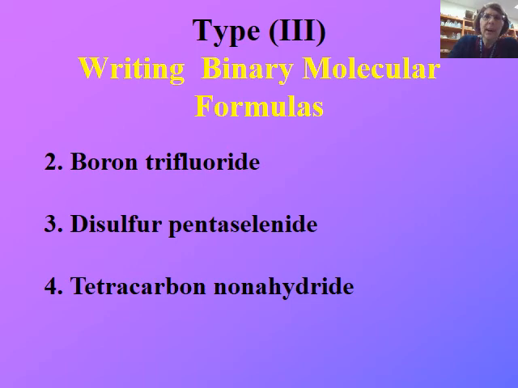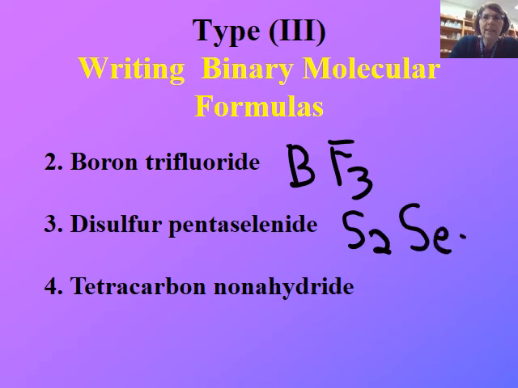Boron trifluoride, we have B. There is 1 F there. This is tri, so BF3. Disulfur pentaselenide. So di means 2, and then selenide is Se5. Tetracarbon monohydride. So it's C4. Monohydride means H1.